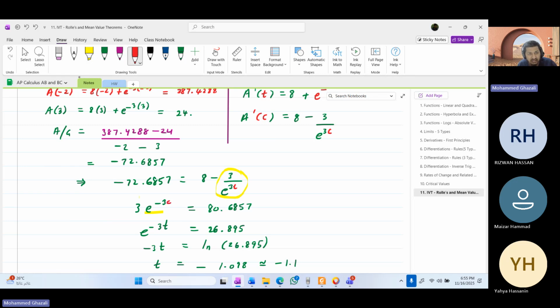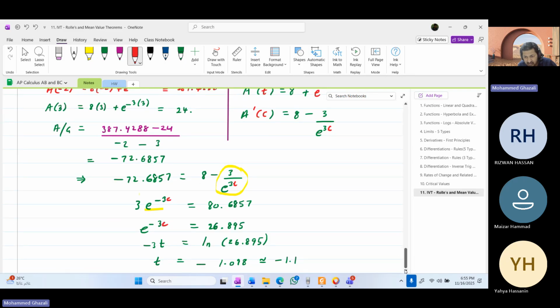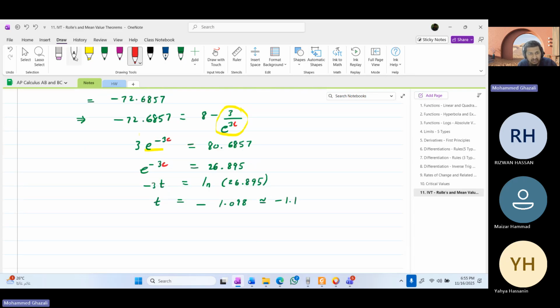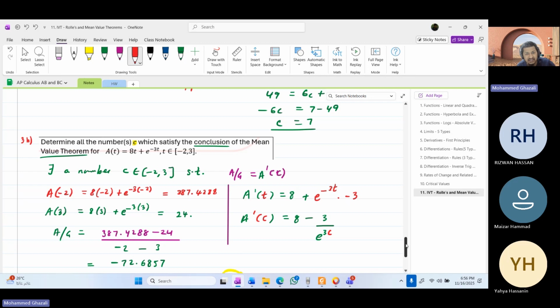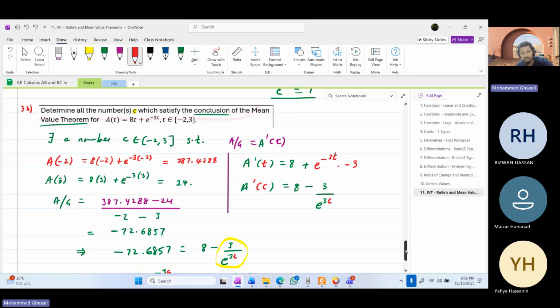Because remember, we're finding a critical number, which is we're finding the instantaneous gradient, which is parallel to the average gradient, okay? There's no t here in the equation. It should be c. I even wrote it there and I didn't change it. Terrible. Right, so there it is here: negative 3 over e to the power 3c. That's why I'm checking where t came from. It's supposed to be c. We're finding the number c, which satisfies the conclusion of the mean value theorem.